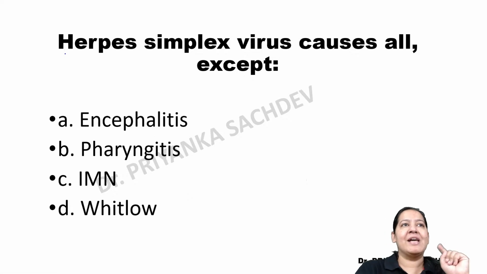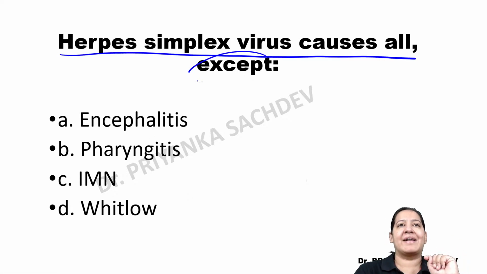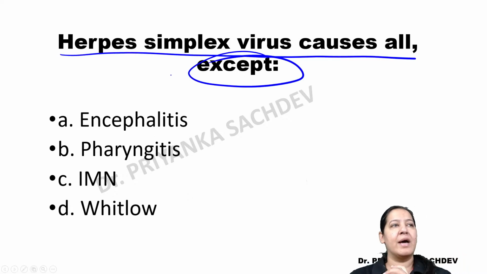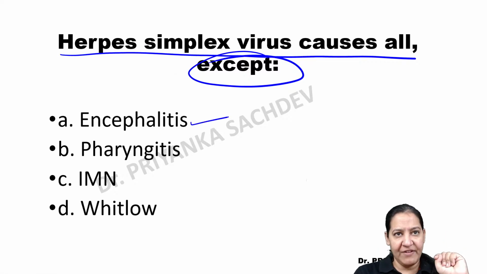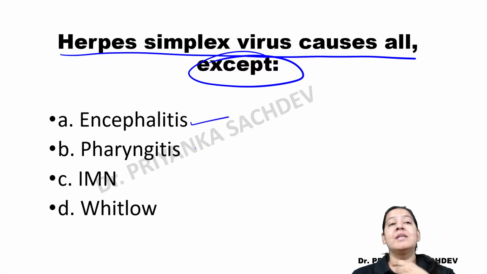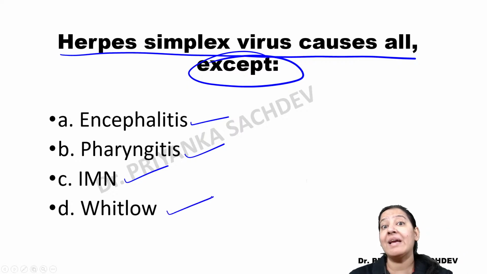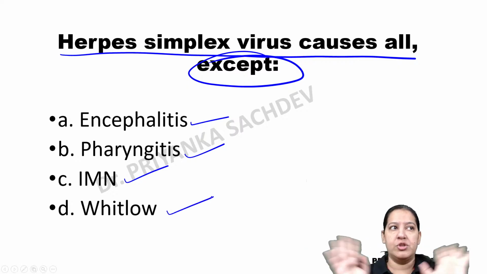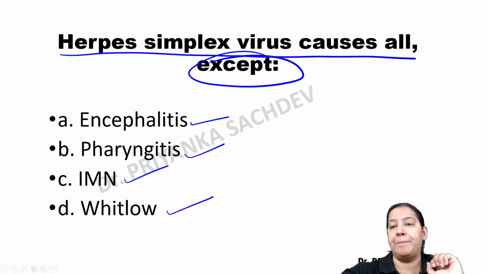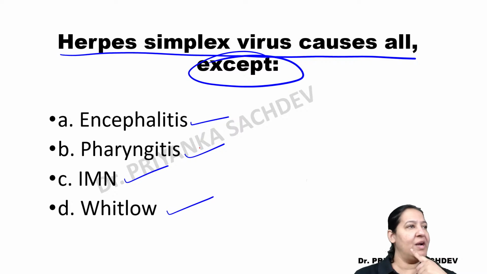Herpes simplex virus causes all of the following except. Does herpes simplex virus cause encephalitis, producing lesions in the brain? Does it cause pharyngitis, producing lesions in the tonsils? Does it cause infectious mononucleosis, or does it cause Whitlow, herpetic Whitlow? So which is not caused? You have to tell me which is not caused by herpes simplex virus. Who will tell me the correct answer?